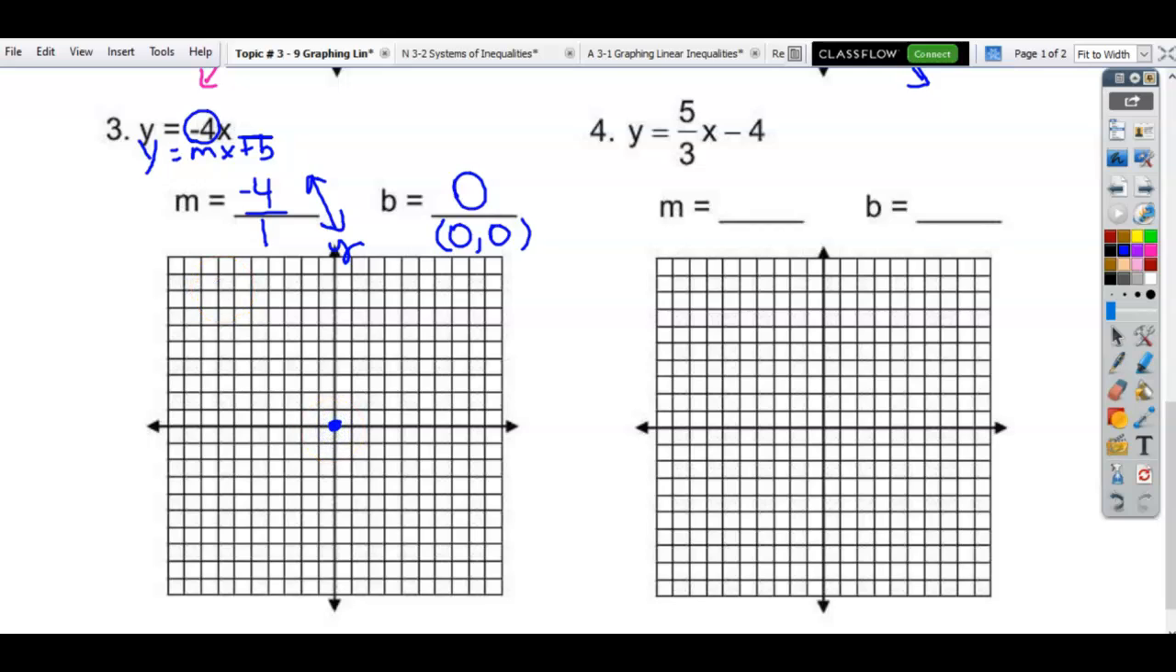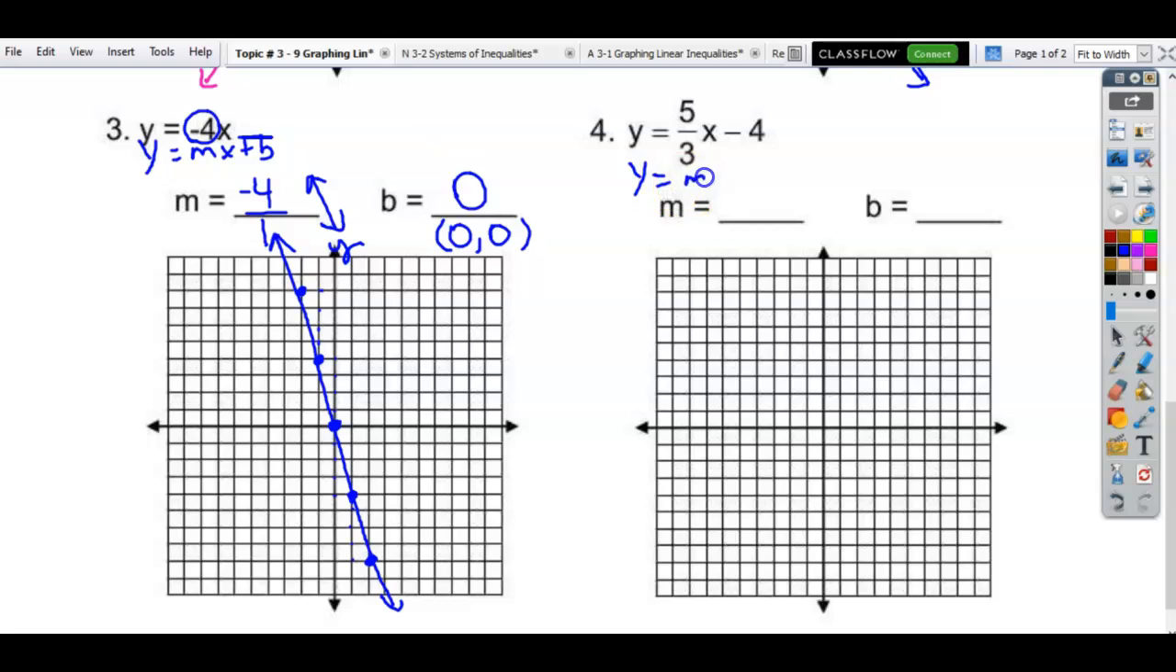This time I'm going to go up 4 and left 1. Up 4, left 1. Can't go any further, but I can go down from my origin. So I'm going to go down 1, 2, 3, 4, and right 1. You want to make sure that it's a negative slope. If I connect the dots and look at it, it's not a very good line, but it is a downward slope. Starts high, goes low.